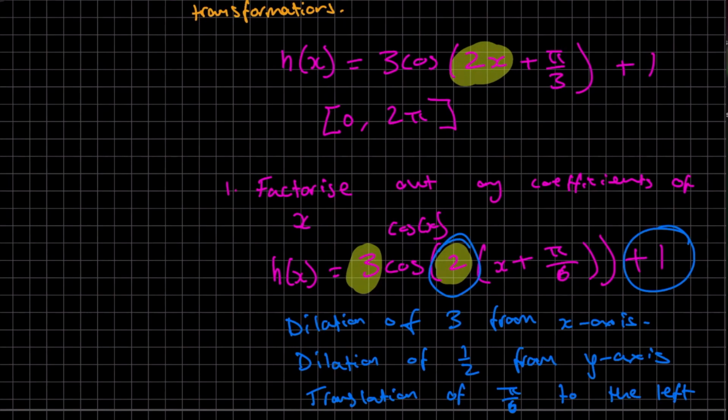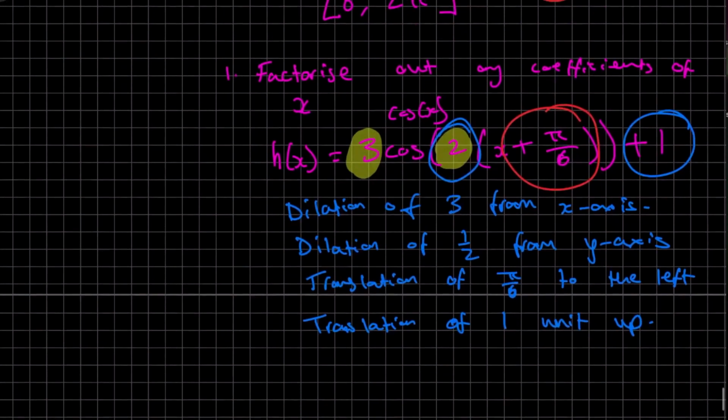Now, you may be wondering, why is our translation in the x-axis pi on 6 units to the left rather than pi on 3 units to the left? We need to remember that every time we have a coefficient out the front of our x, so every time that we have a dilation from our y-axis, this causes our period to compress or expand, and this in turn also influences how our translations behave. So it is very important to first factorize out our coefficient of x so that we can clearly see our translation in the x-axis. Over here, we can clearly see that our translation is pi on 6 units to the left rather than pi on 3 units to the left.